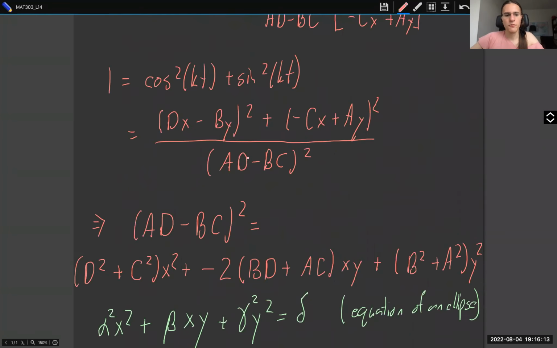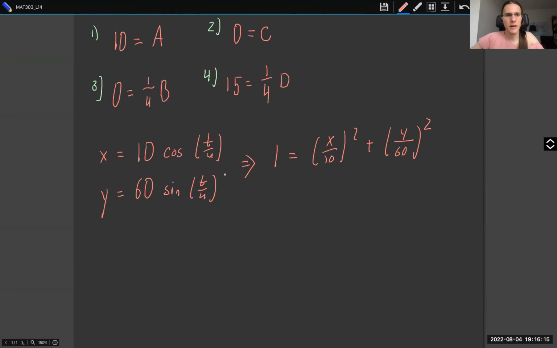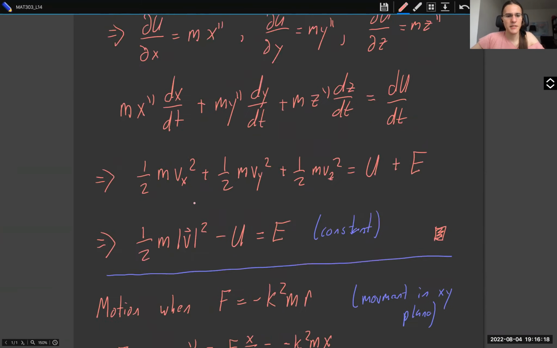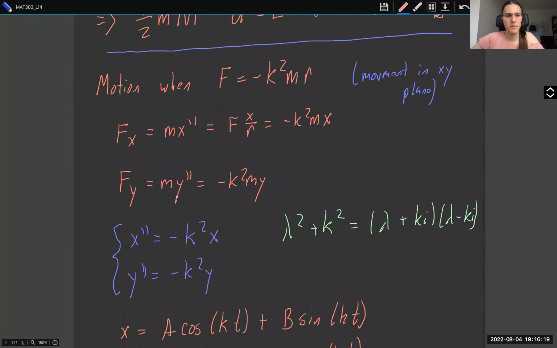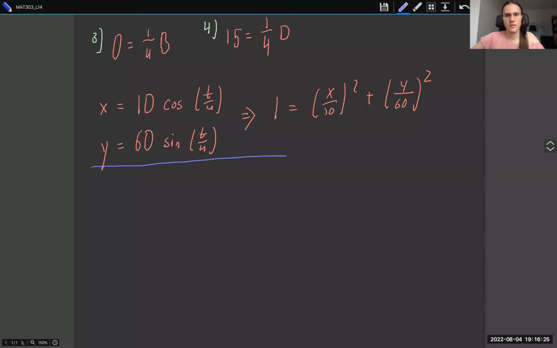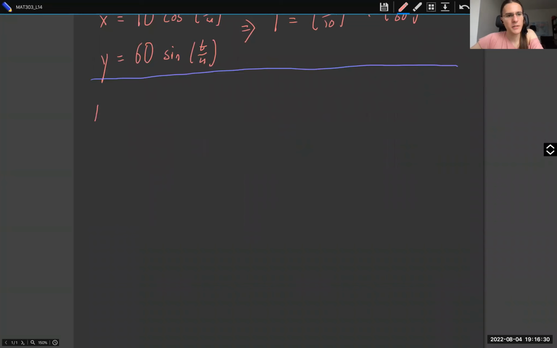Okay, so for the next example, wait, how do I write this? I write motion when force is going to equal, we're going to keep the mass inside of there just to make it nice. So this is going to be an inverse square law. So F equals Km over r squared.